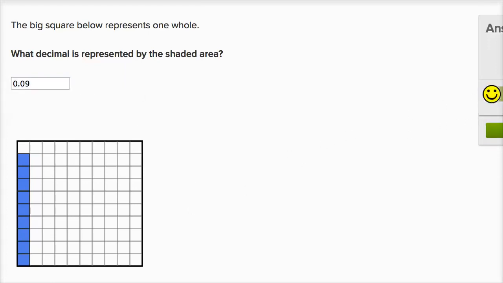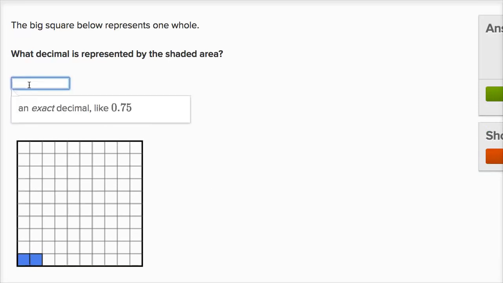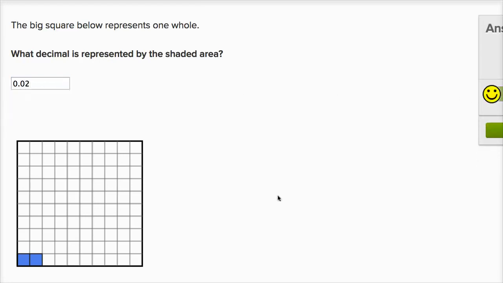All right, let's do one more of these. All right, well, it's the same thing. We have 2 of the hundredths filled in. So I'll write 0. If I did that, that would be 2 tenths. That's not what we have filled in. We have 2 hundredths filled in. So this is 0.02, and we're done.